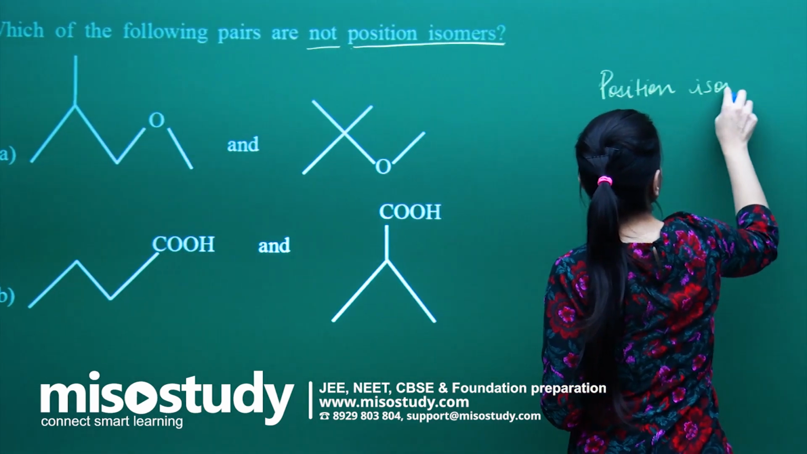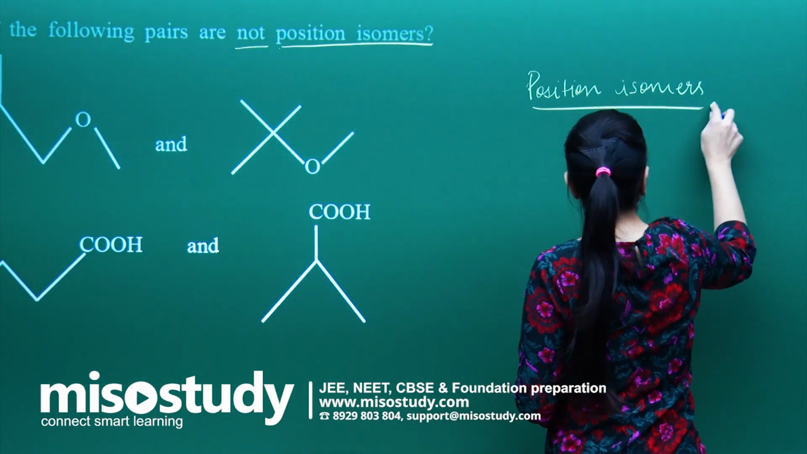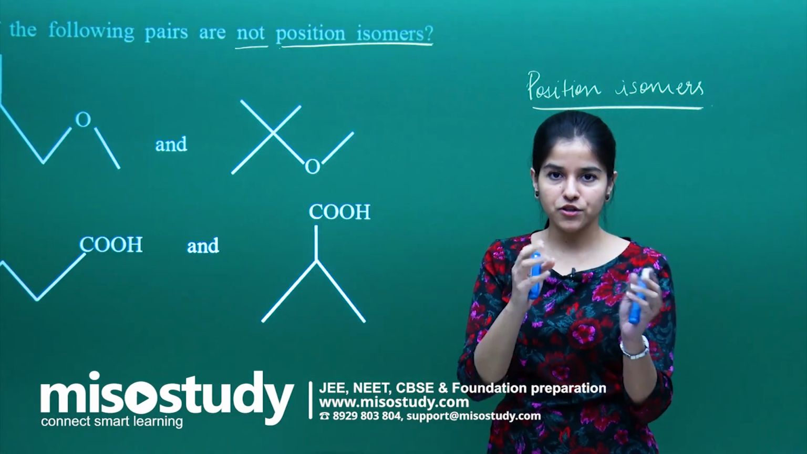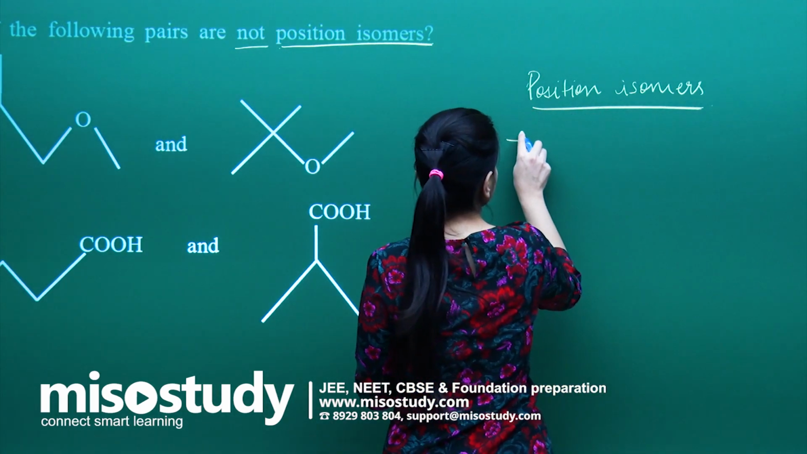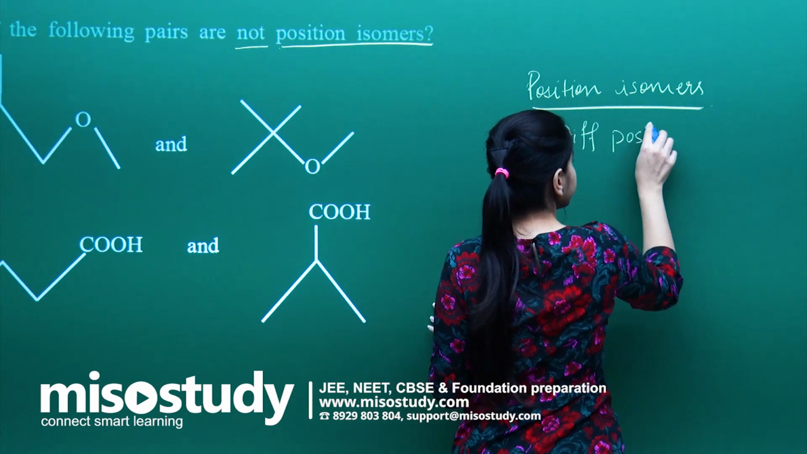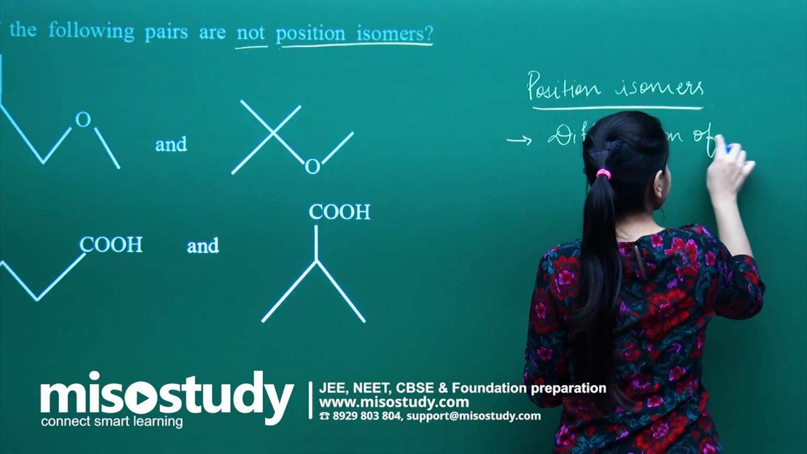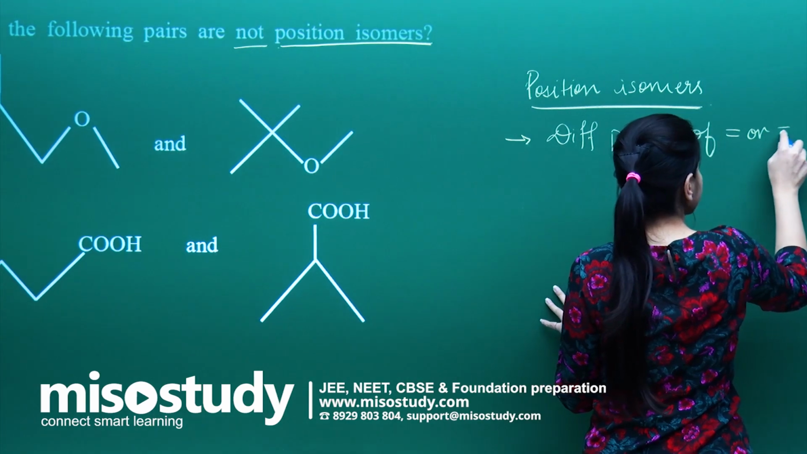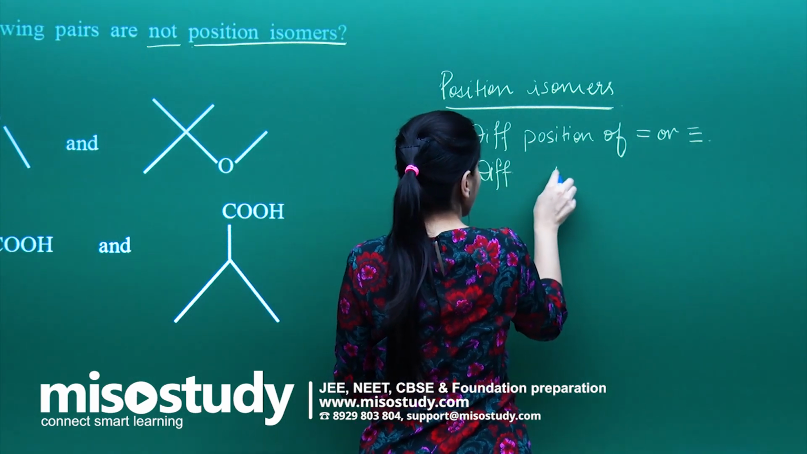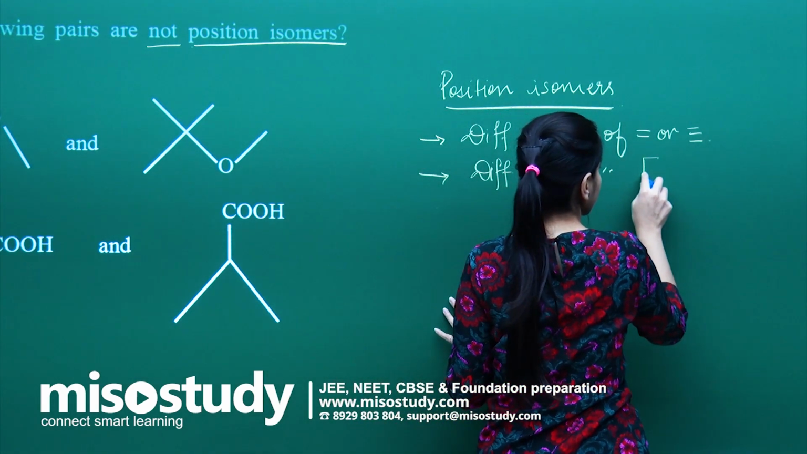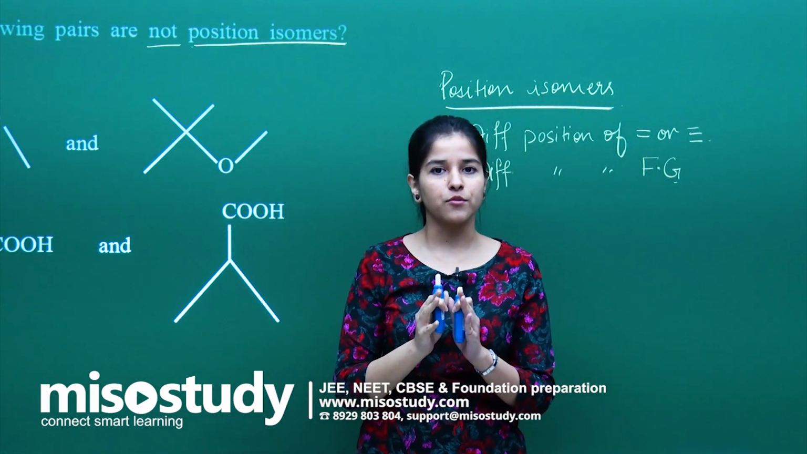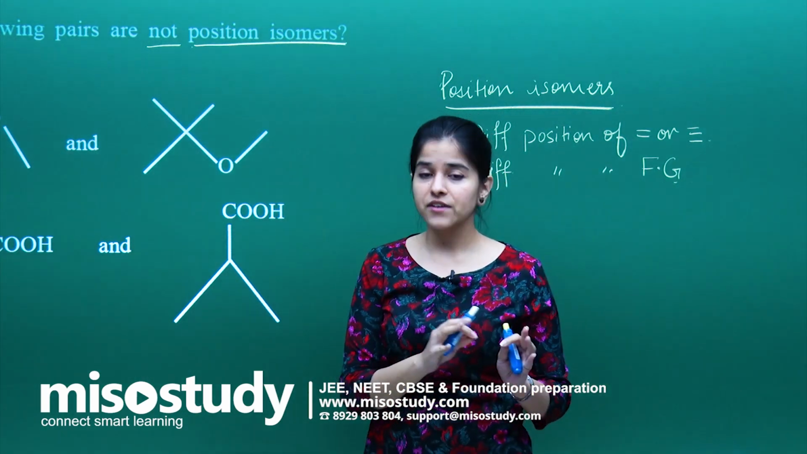Position isomers are those which have the same molecular formula but different positions of functional groups or the double or triple bonds included in the molecules. So, it is a different position of double or triple bonds, or again different positions of functional groups, but what remains the same is the same molecular formula. That is the only criterion for each and every isomerism.